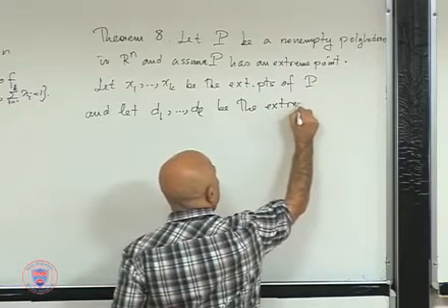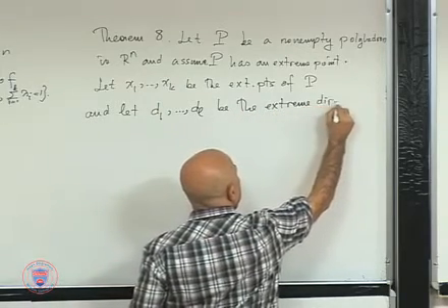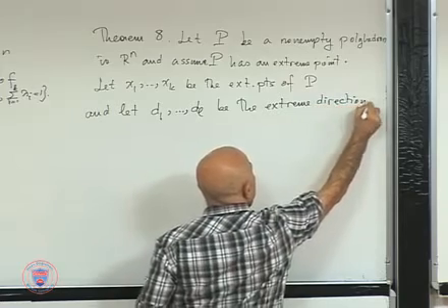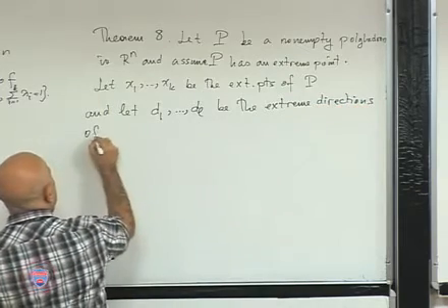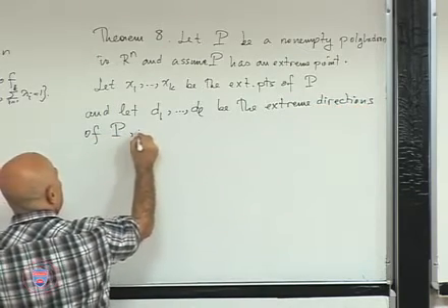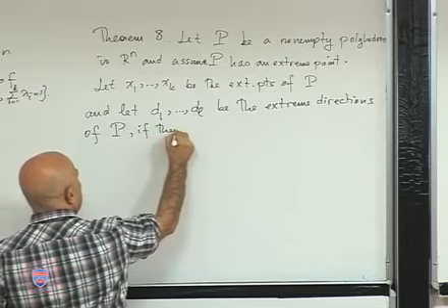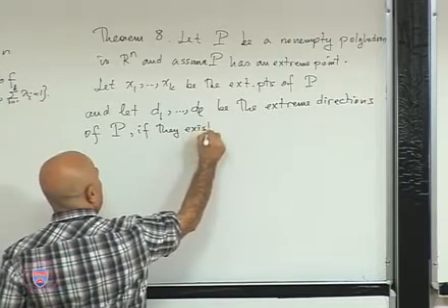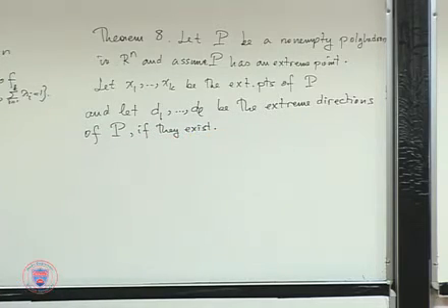of P if they exist. An extreme point exists by assumption. The extreme directions may or may not exist. If they exist, you number them from 1 through L.